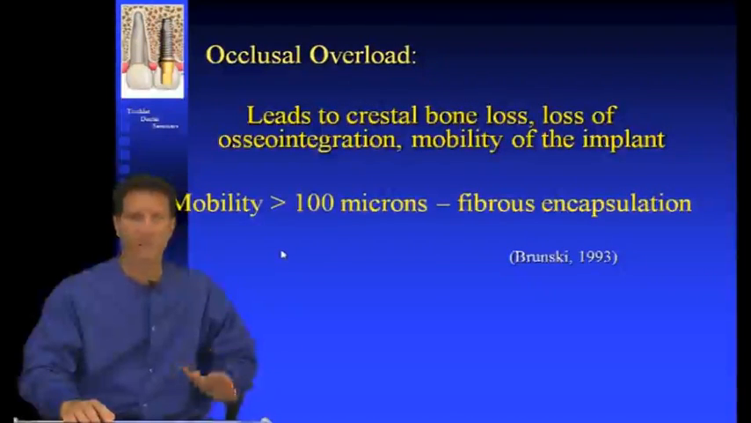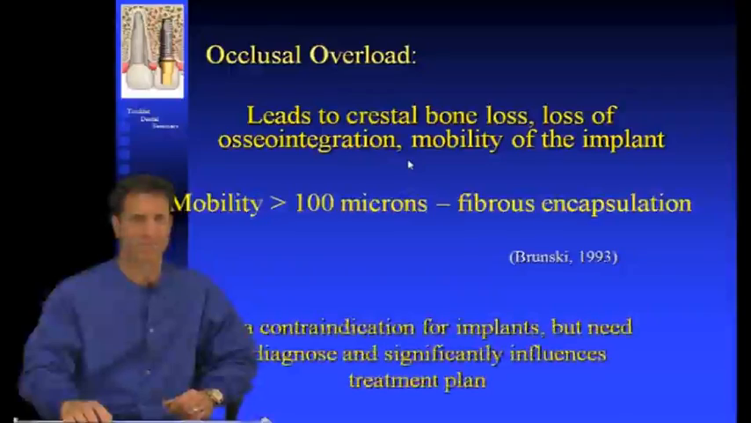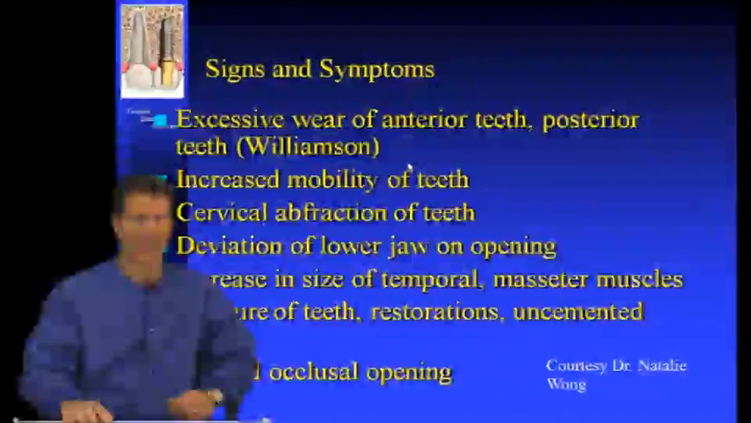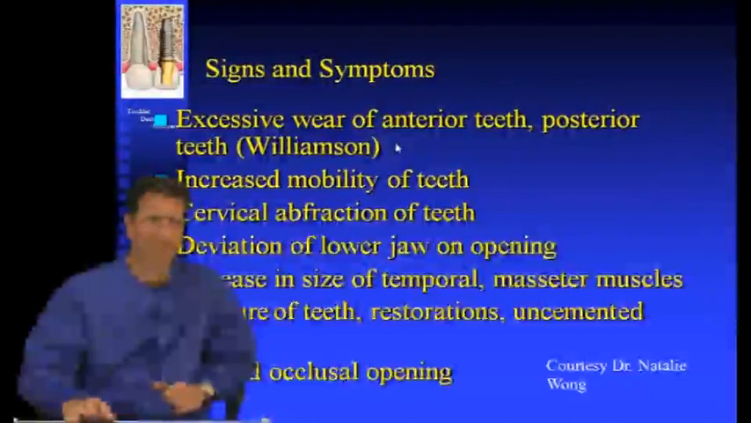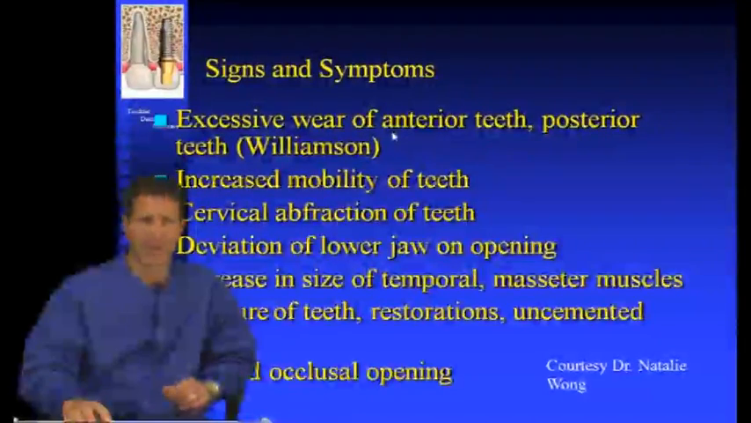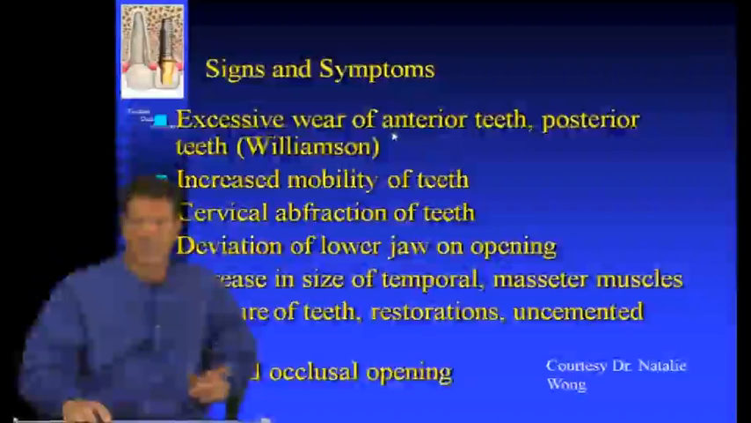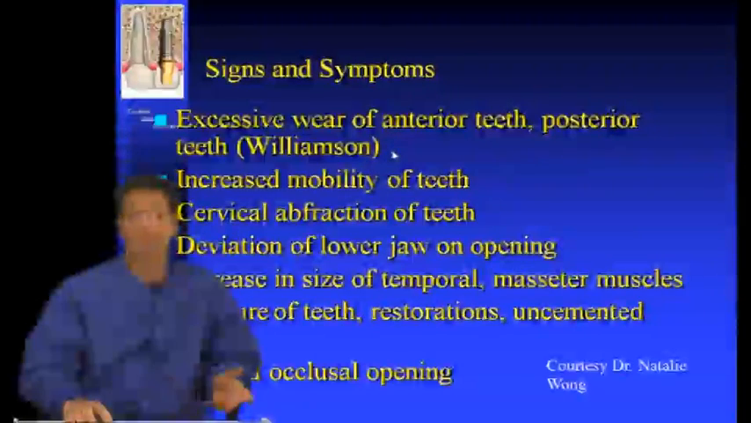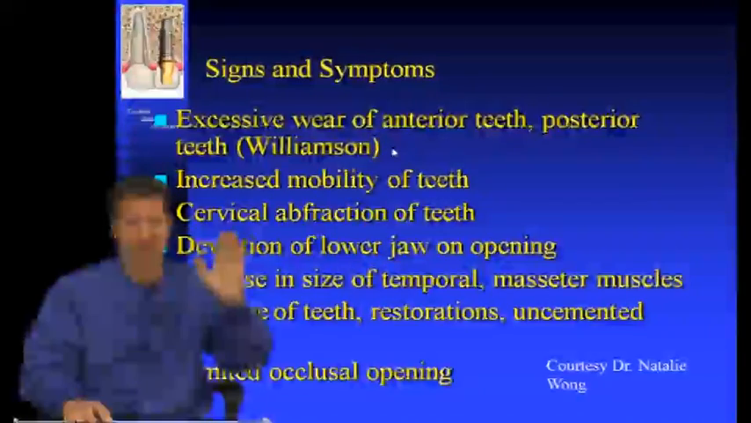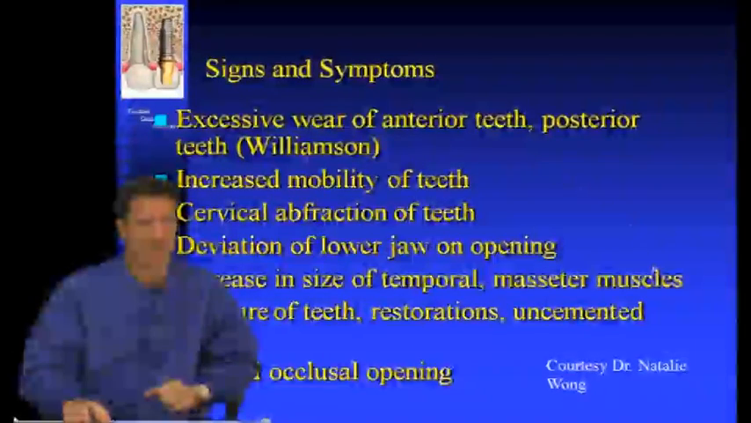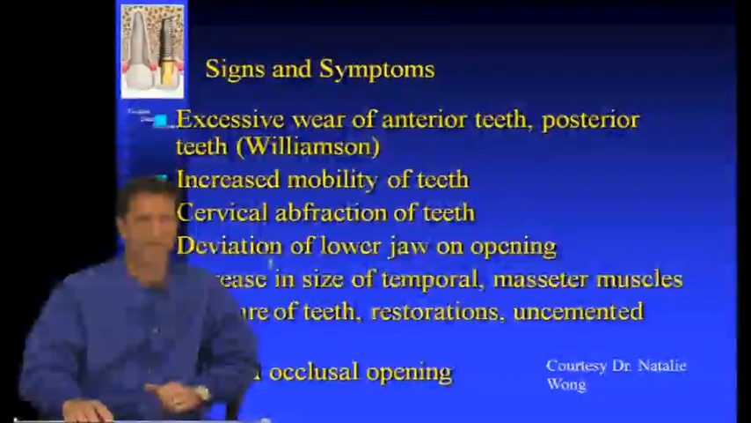When you have occlusal overloading, you're going to get possibly and quite likely crestal bone loss on the implant, and then mobility. You need to diagnose it. What are the signs and symptoms of parafunction? Well, obviously excessive wear, increased mobility, cervical abfraction. That's not toothbrush abrasion. That's from micro movement around the cervical area by the gum.